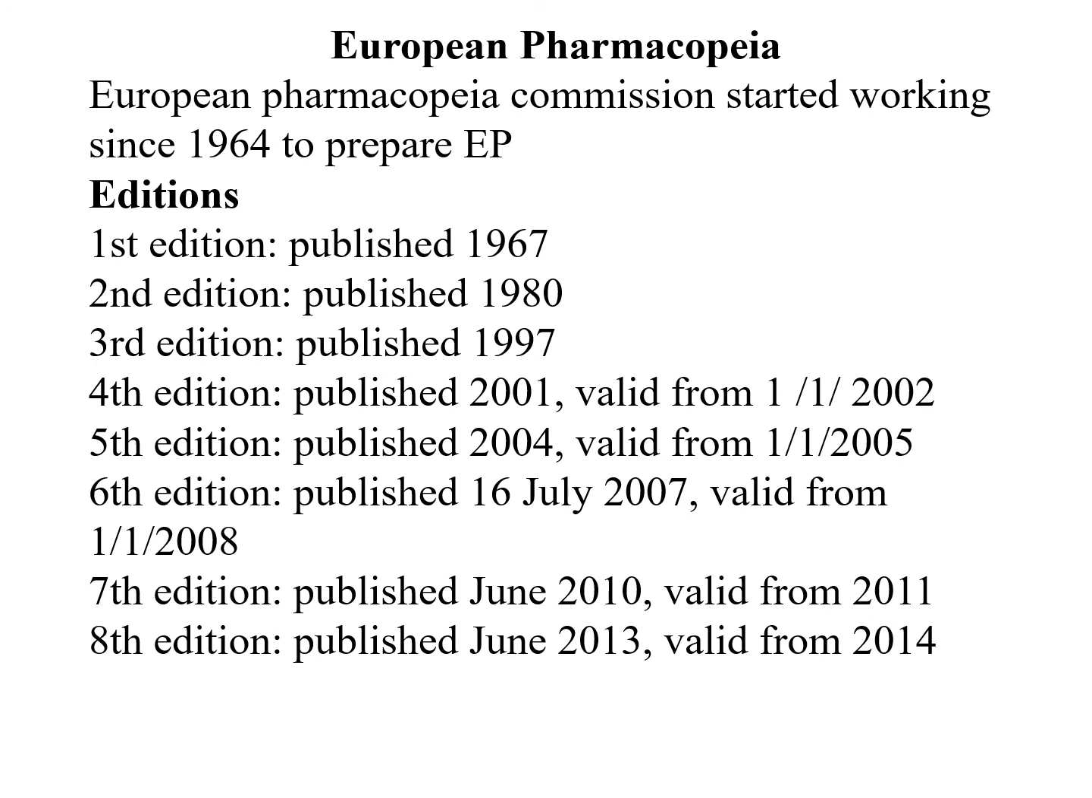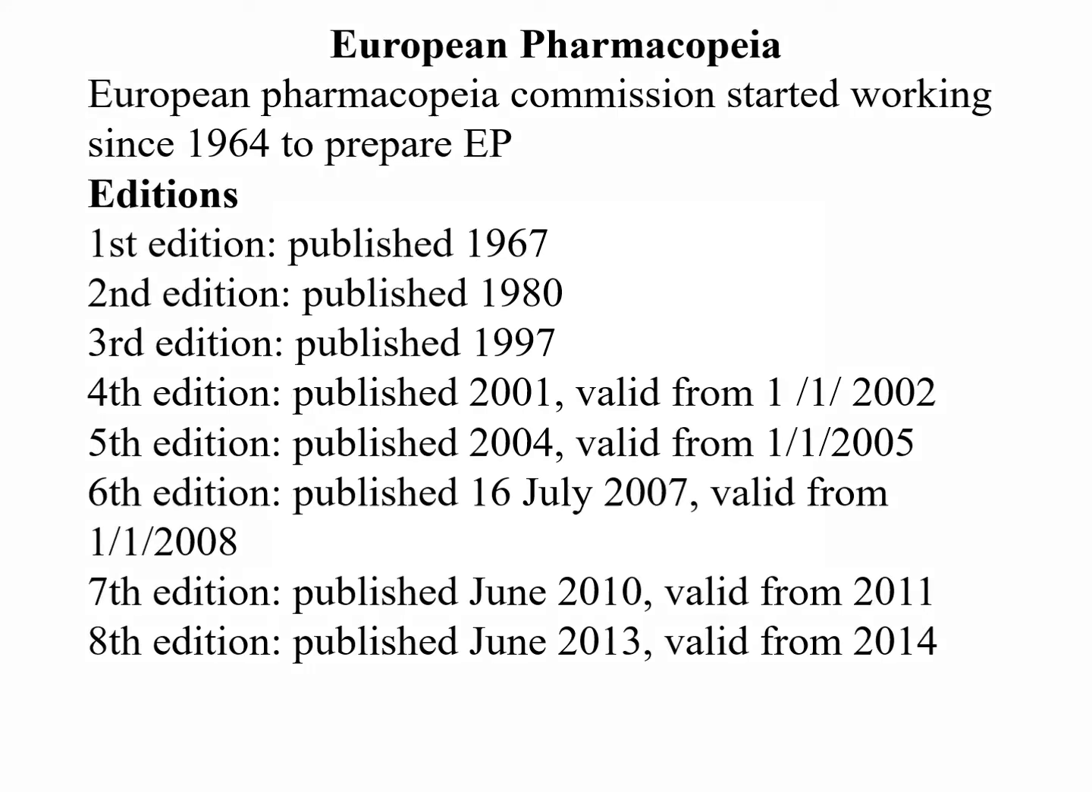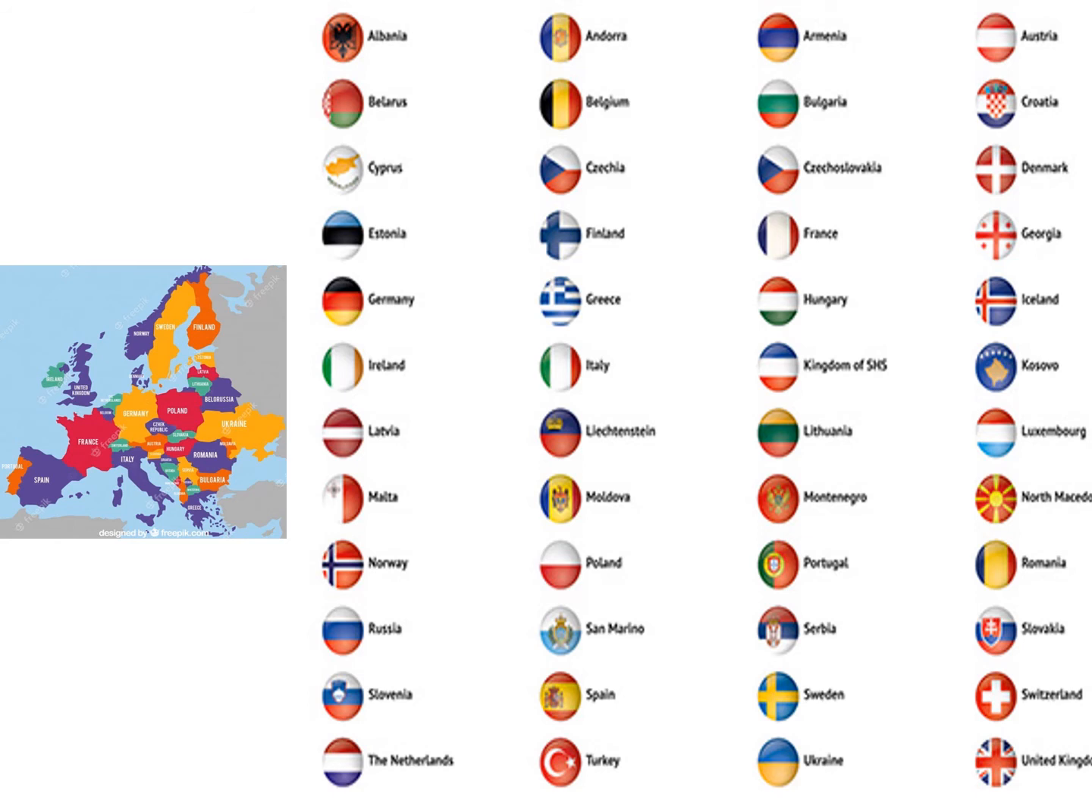Coming to the European Pharmacopoeia, the countries which cannot afford to have their own pharmacopoeia, a group of countries, will form a union and publish particular standards. Those are called the European Pharmacopoeia. The first European Pharmacopoeia was published in 1964. These are the countries involved in this European Pharmacopoeia. More than 35 countries together formed a particular pharmacopoeia called the European Pharmacopoeia.